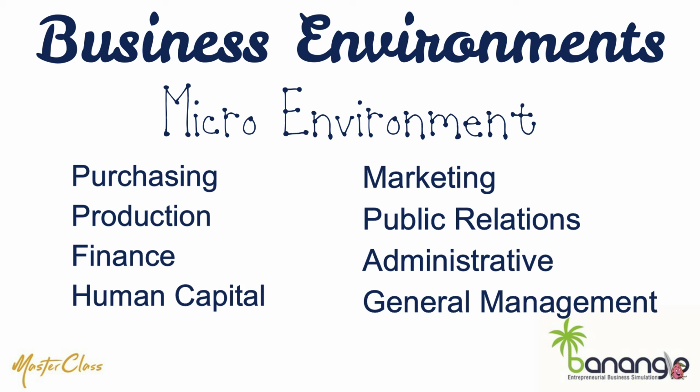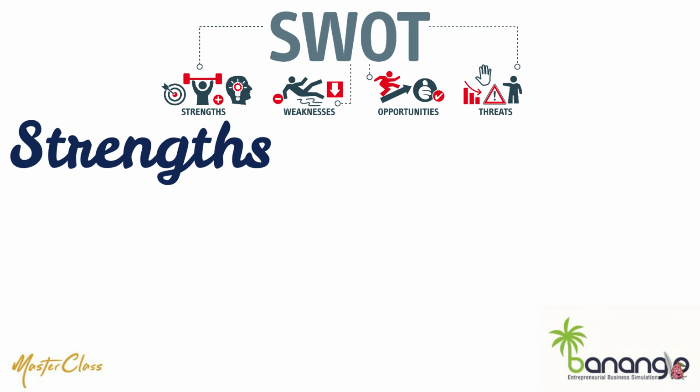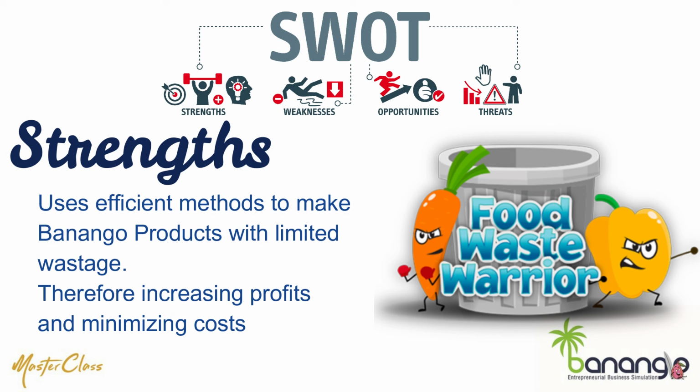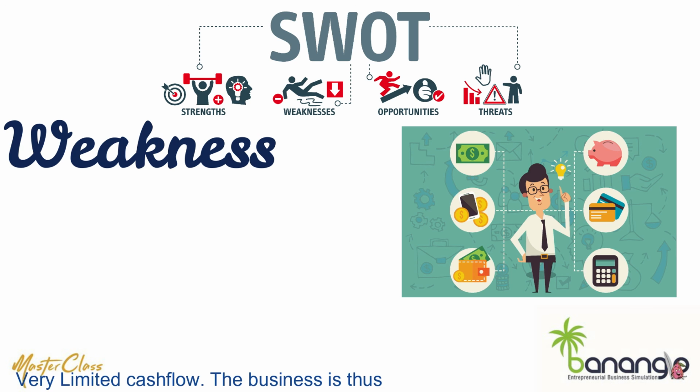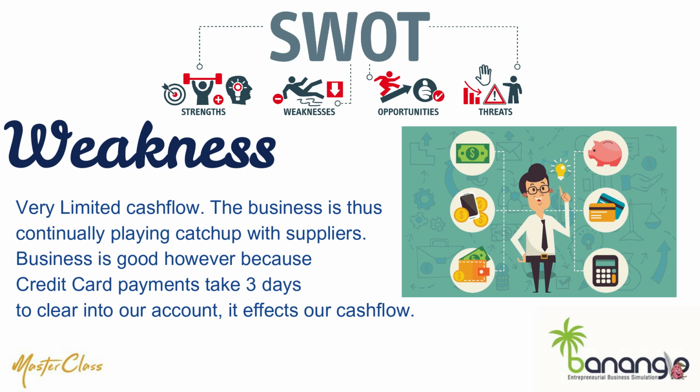Any of these 8 functions can be analyzed using the popular SWOT technique. For example, strengths, production function. It uses efficient methods to make Benango products with limited wastage, therefore increasing profits and minimizing costs. Weakness, the finance function. There is very limited cash flow. The business thus is continuously playing catch up with suppliers. Business is good, however, because of the credit card payments, it takes 3 days to clear into our accounts. It affects our cash flow.